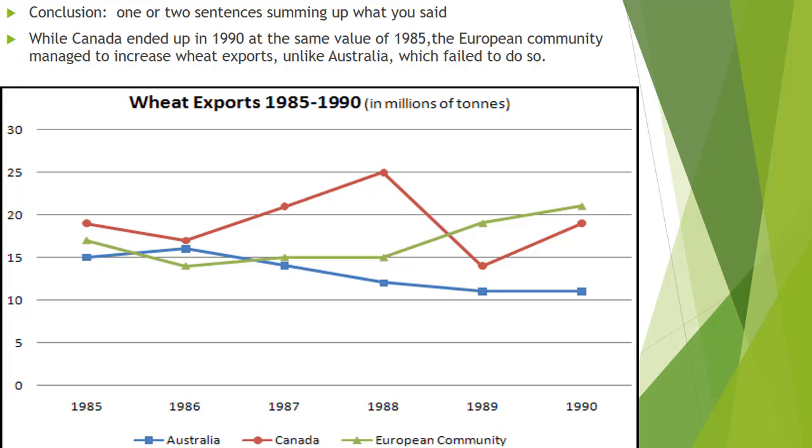Conclusion, we need to add one or two sentences summing up what you said. Look at this and try to sum up the information you said. I suggest a conclusion like, while Canada ended up in 1990 at the same value of 1985, look at Canada, it started here and ended here with the same value. The European community managed to increase wheat exports, okay, the European community, it managed to increase it, okay? Unlike Australia, which failed to do so. Australia failed to increase the wheat exports, as you see here. Okay, so this is the conclusion.